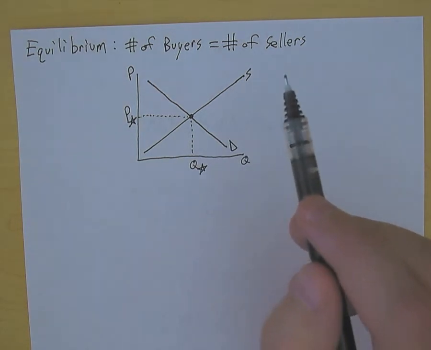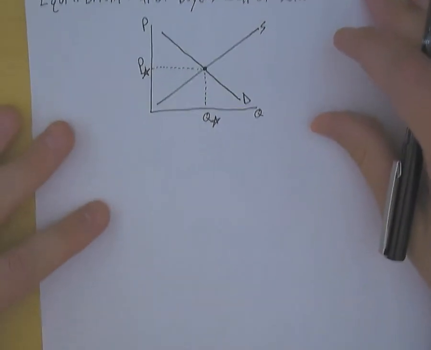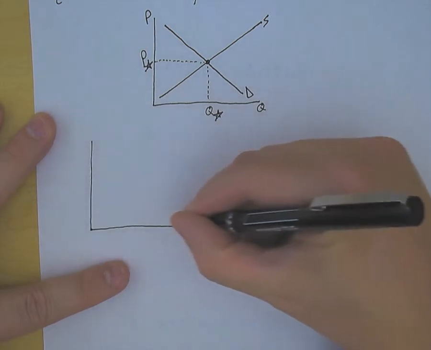Now, the great thing about a market is that it wants to be in equilibrium. If you've seen Lord of the Rings, I say it's like the ring that wants to get back to Mordor. And I have a couple examples to show how this works. Let's start in a market.